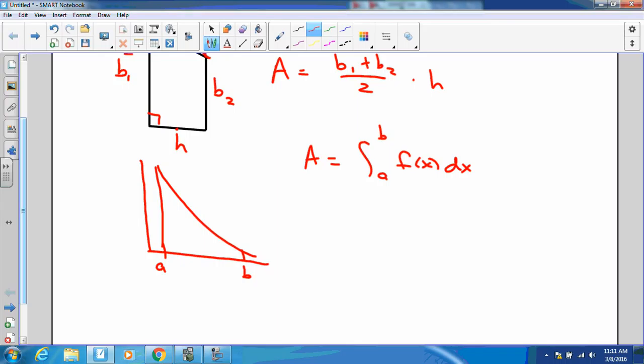Well, I would estimate it by partitioning my interval from A to B like so, and then I could choose a number of different schemes for finding rectangles, right? And one of those schemes was the left sum. You guys remember the left sum? On your papers, I'd like for you to draw the rectangles that would correspond to the left sum.